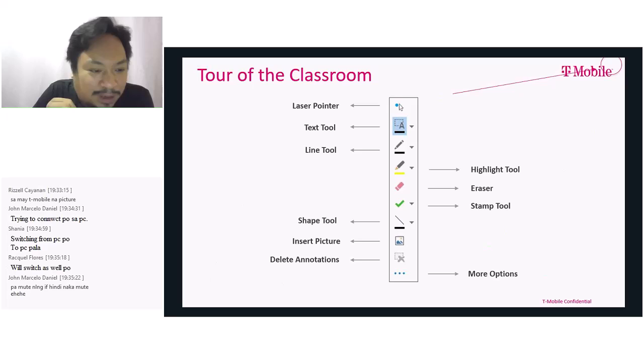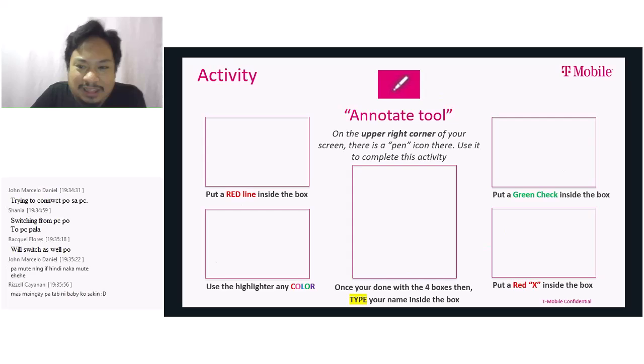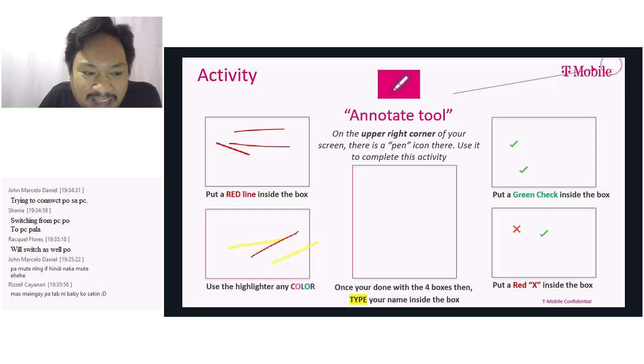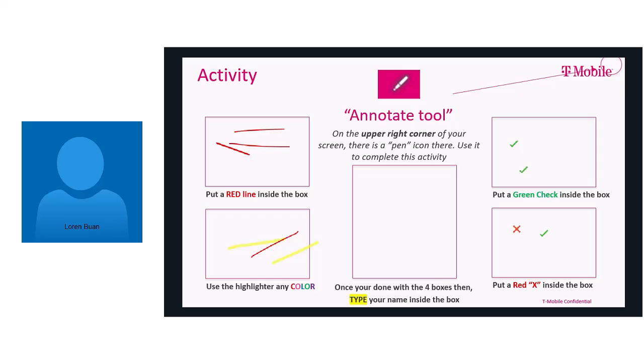Now, guys, let's switch to a quick activity. I need the first three names to complete the activity. Go! Let me start. Just read it. I haven't even said the instructions. You just need to finish everything required in the box. A red line, a green check, a red X. We can see it. Who is this? Lauren here. I can't see it. Lauren, are you using a PC? Yes, me too.